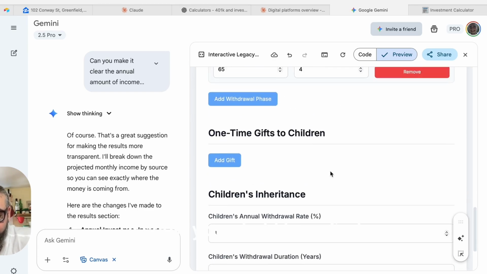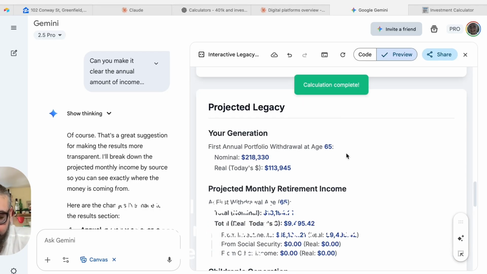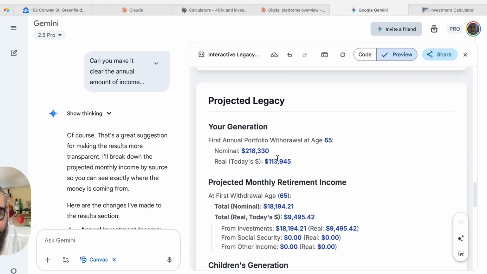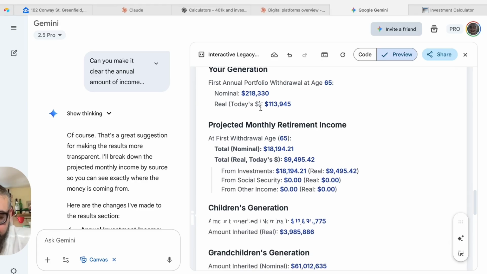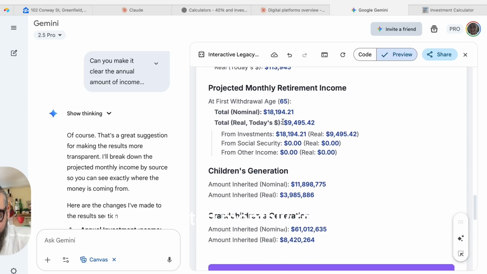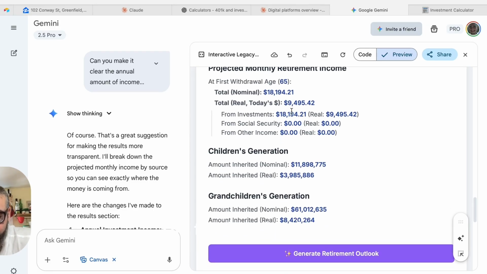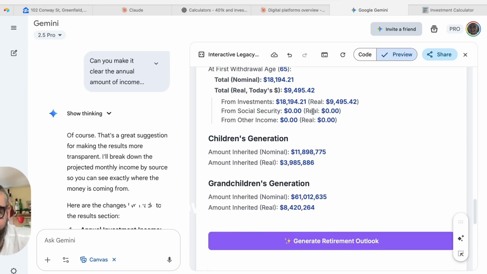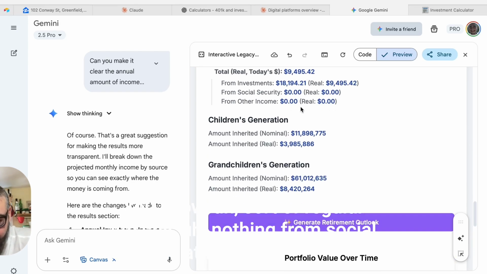I'll show you what I have first, but then I did set it up so that I could give my kids money at different times throughout, right? So your generation, first annual portfolio withdrawal at 65, it'd be 218,000. This is doing it per year. Projected monthly retirement income 18,000 per month. Total real today, so with inflation, that's the equivalent of 9,400. Sort of regular life still. Nothing from Social Security at that point.